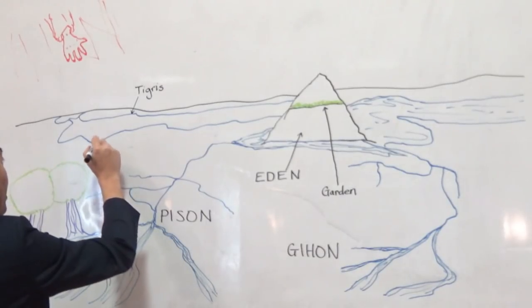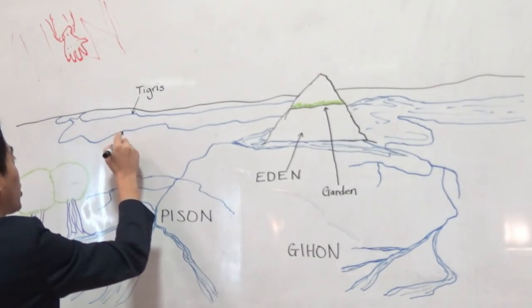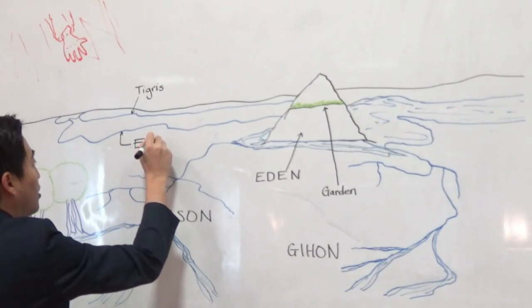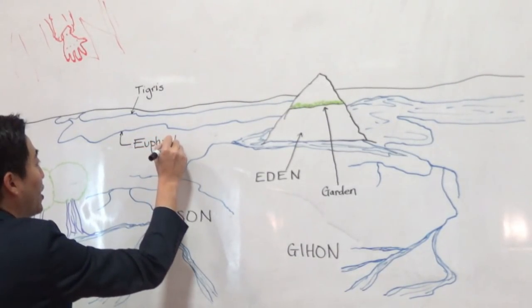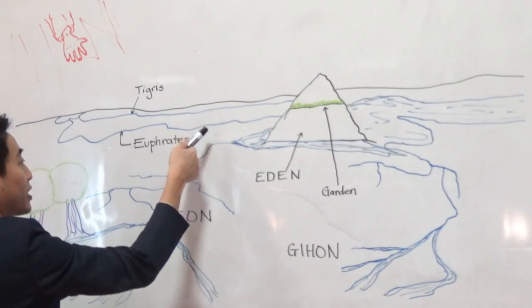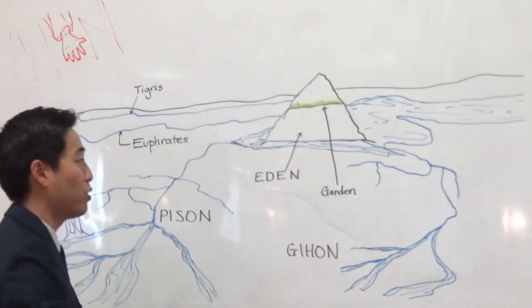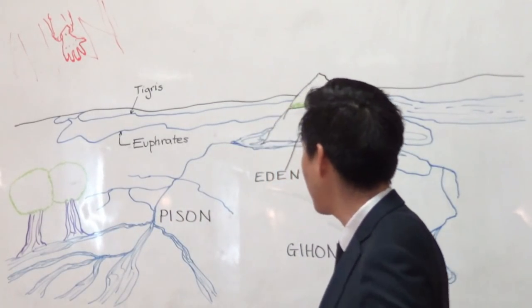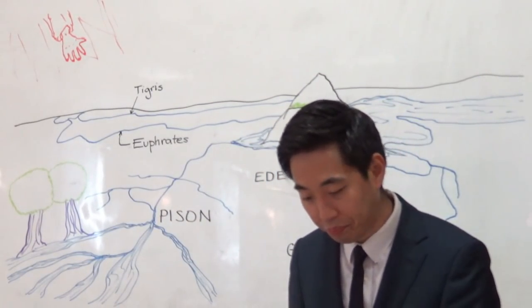That's Hiddekel in the Bible. But we're going to see that later, all right? We're already at two rivers. This lower part is the famous Euphrates. These two rivers still exist to this day. These two rivers do not exist. They are made up. So I'm going to explain a little bit later, so just hold on.